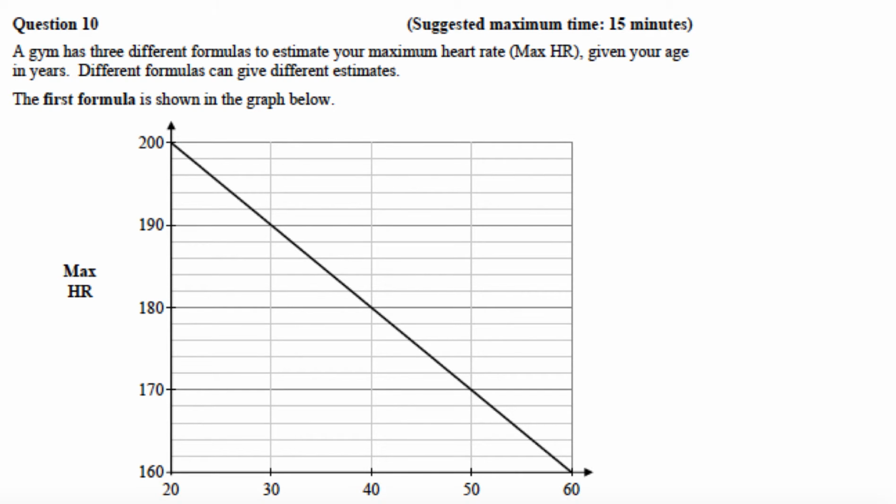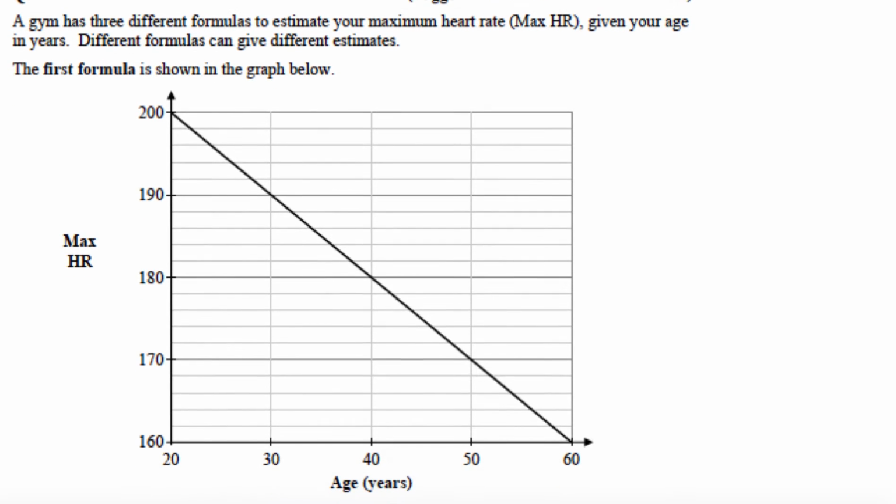So this is the 2015 Junior Cert Ordinary Level Paper 1. We're looking at question 10. A gym has three different formulas to estimate your maximum heart rate, max HR, given your age in years. Different formulas can give different estimates. The first formula is shown in the graph below. So we have our graph here.